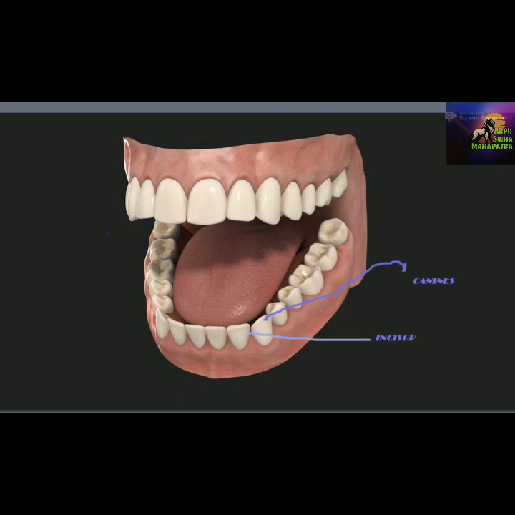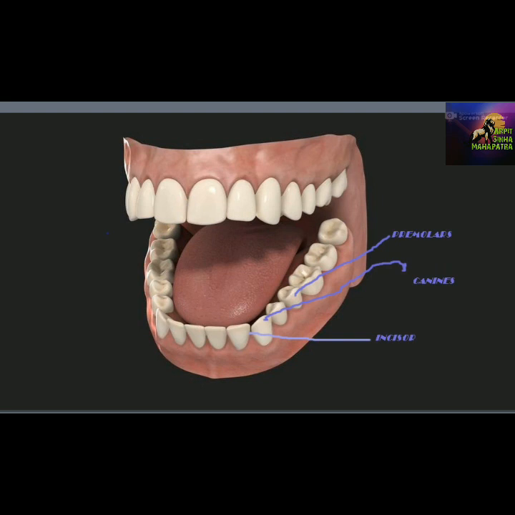Now what is the basic work of the premolars? They help in crushing and chewing. So we will write that on the board. We write it: these teeth are called the premolars. Okay students, I hope you got it.